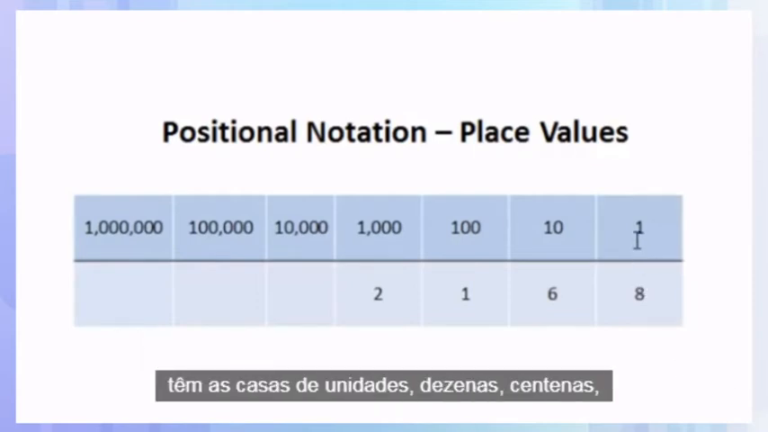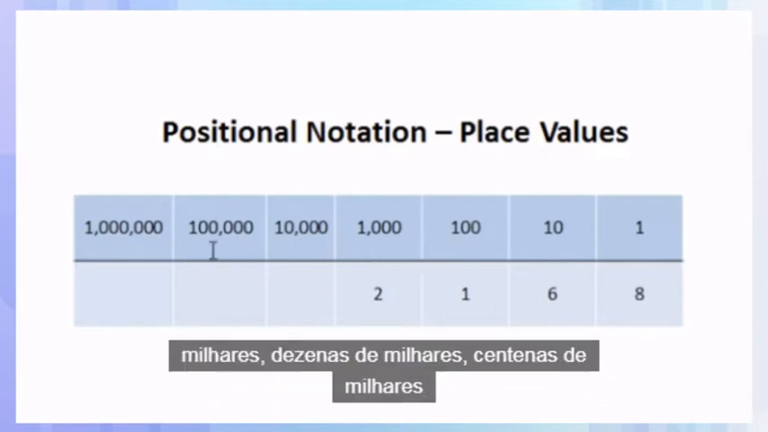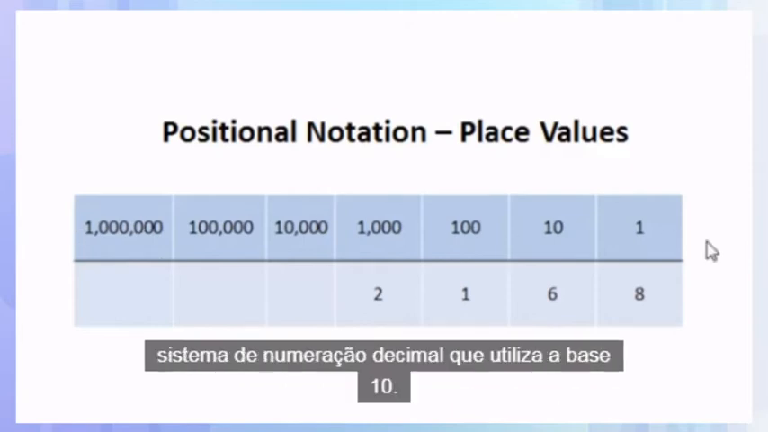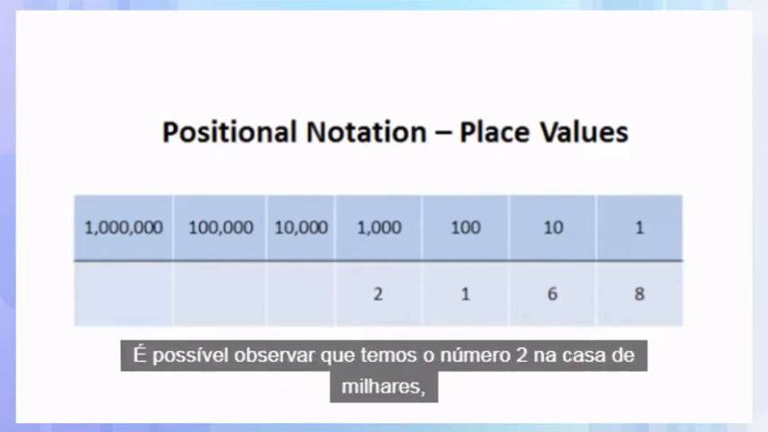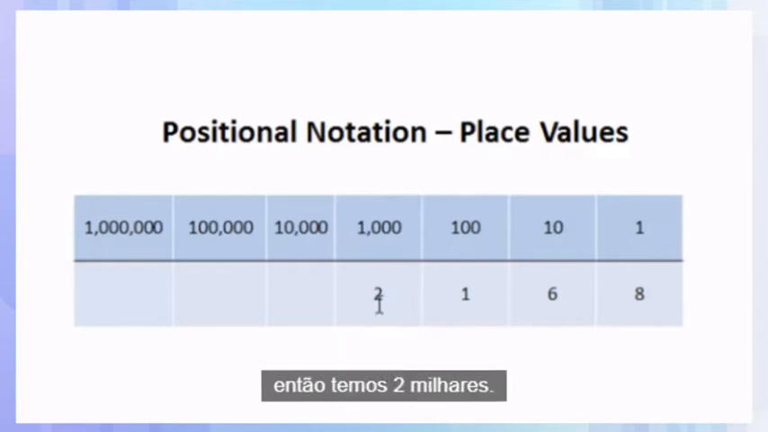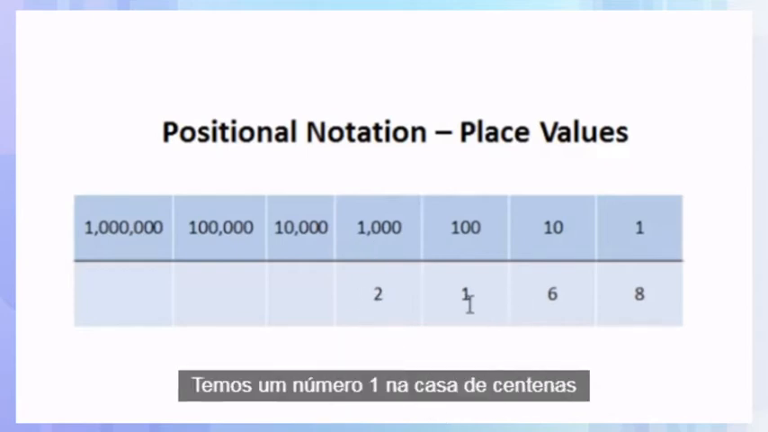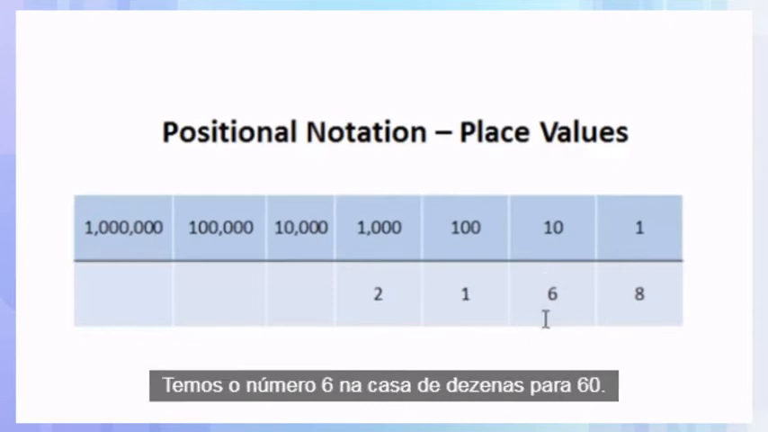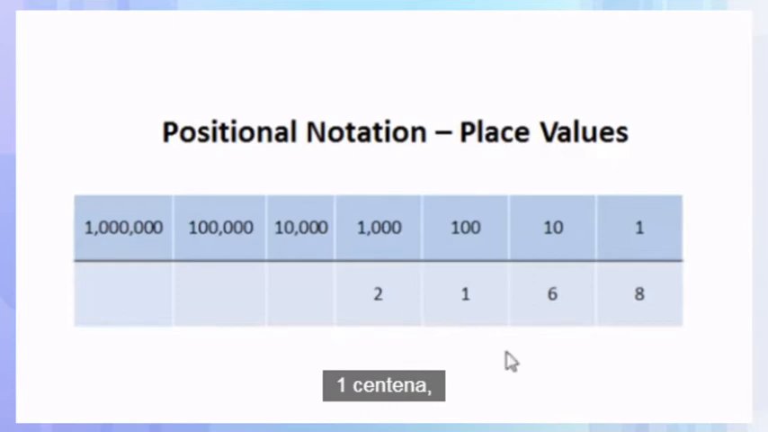have the ones place, the tens place, the hundreds place, the thousands place, 10,000, 100,000, and million. These are the place values of the base 10 decimal number system. You can see that we have the number 2 in the 1,000s place, so we have two 1,000s. We have a 1 in the hundreds place for 100. We have 6 in the tens place for 60, and we have 8 in the ones place for 8. So effectively we have two 1,000s, one 100, 6 tens for 60, and 8 ones for 8.